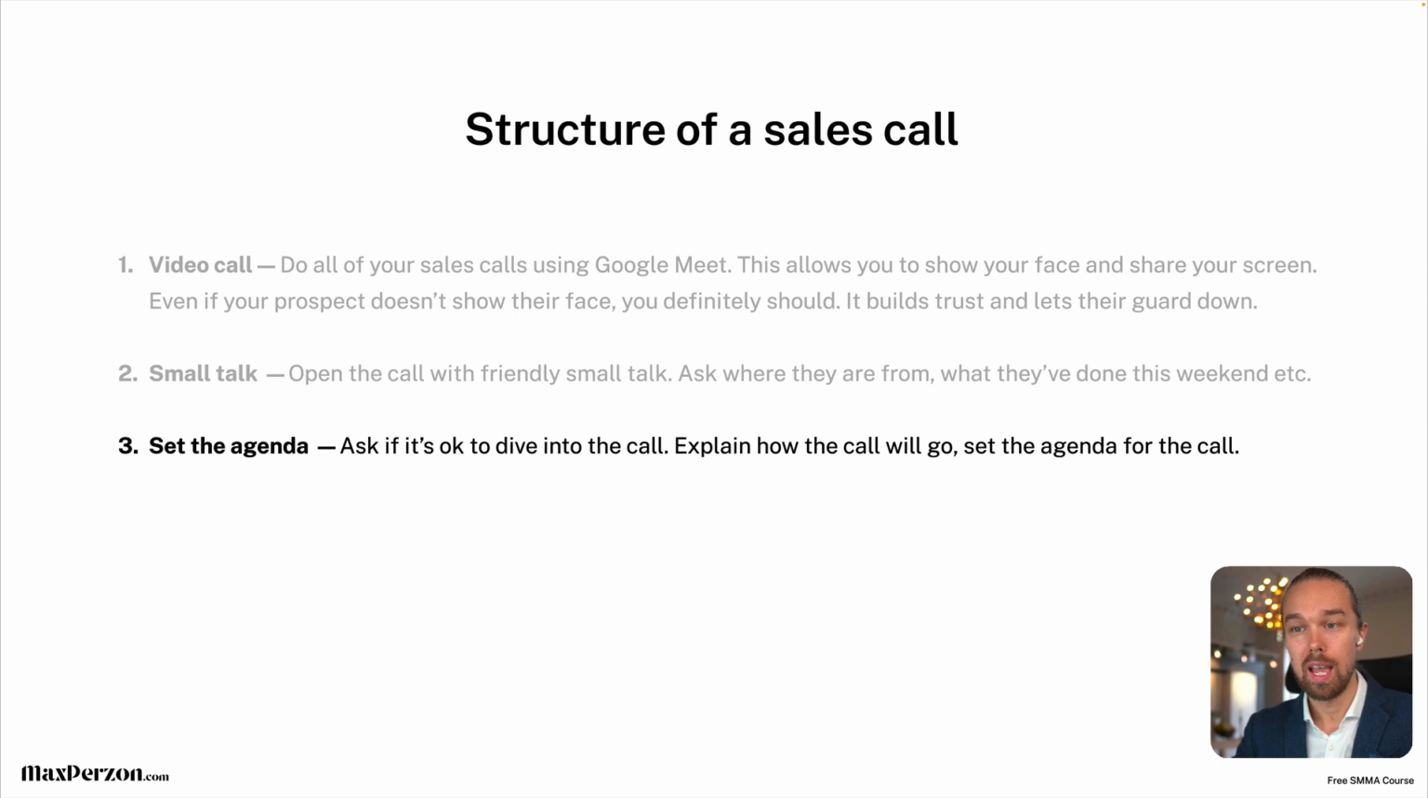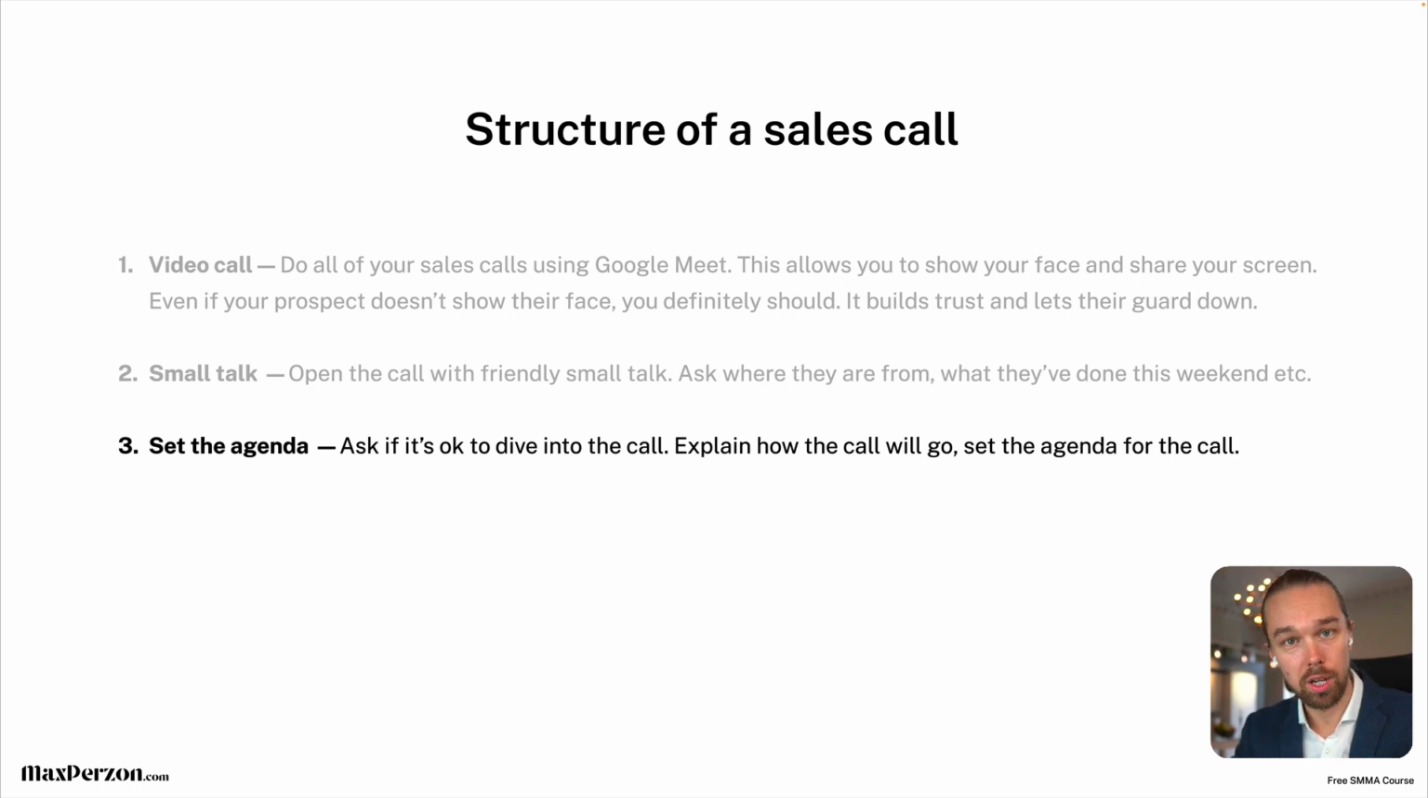Let's talk business. So you do the small talk first, and then you set the agenda. We're going to talk about that in more detail in the next video, but the way I do it is that once you've had a little bit of small talk, I basically just ask the person, "All right, John, is it okay with you if we just dive straight into the call?" So it's like, "Yeah, let's go." It's like, okay, now let's talk business. And then you set the agenda.